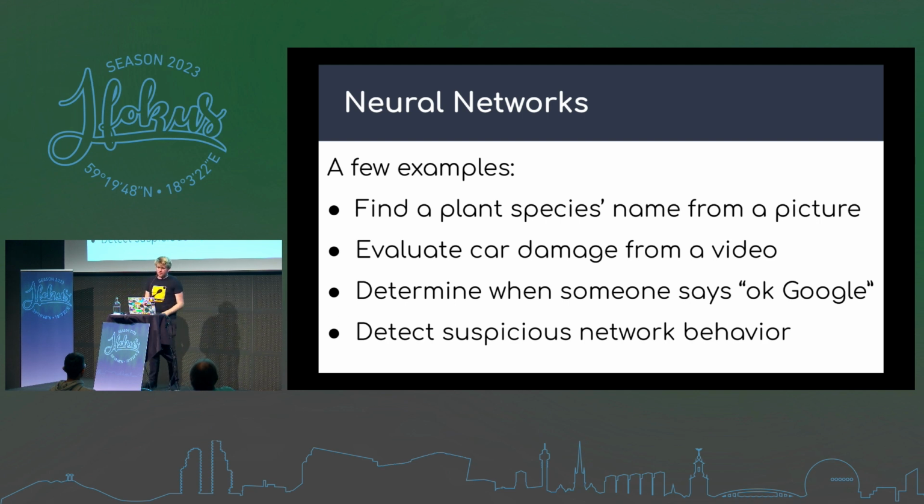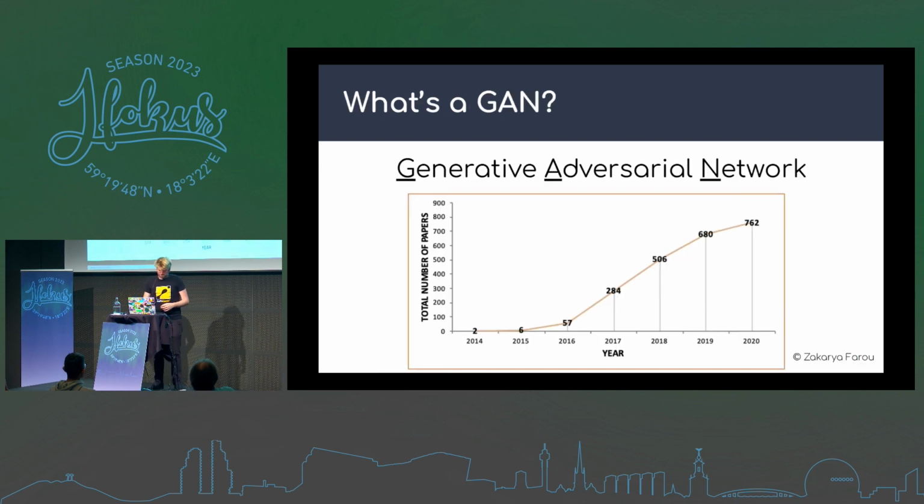So yeah, there's a lot of examples, but as you can see, there's always an input and an output, and we train the network to do that. So now what's a GAN? What's that kind of network that can create images out of the blue?